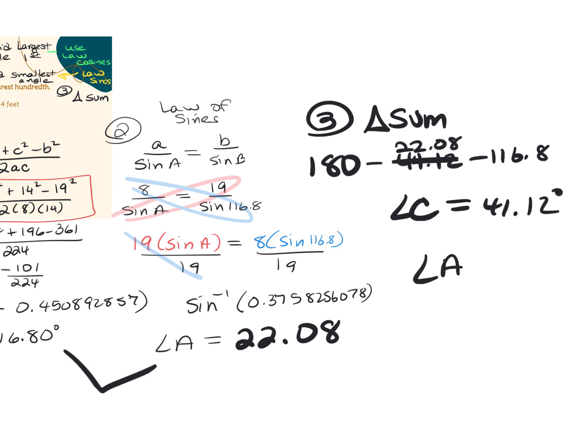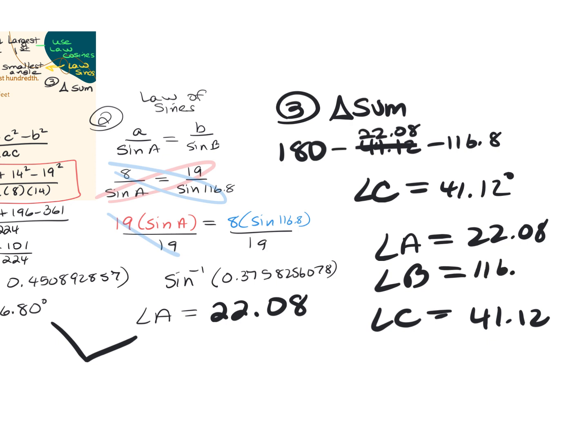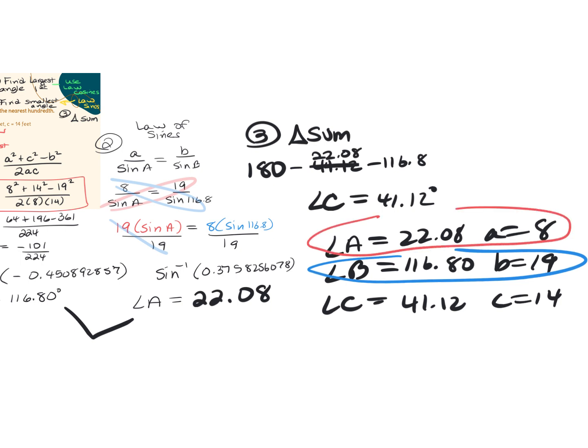We were originally given all 3 sides, so when we're done, we should have 3 angles: 41.12, 22.08, 116.80. And then we had the 3 sides from the beginning. A was 8, B was 19, C was 14. And again, my answers are making sense. This is the biggest side and angle, and it matches. If you go to the smallest side, it's across from the smallest angle. And then the medium size, the middle one. Making sense?